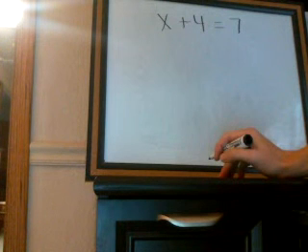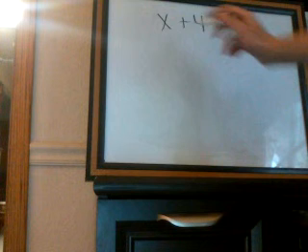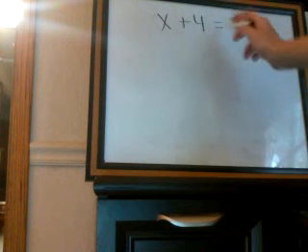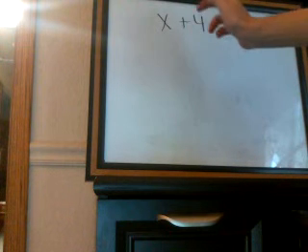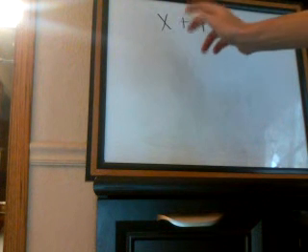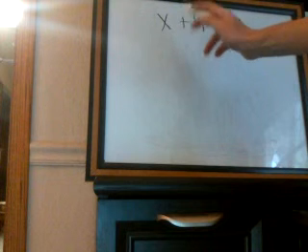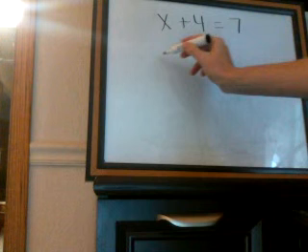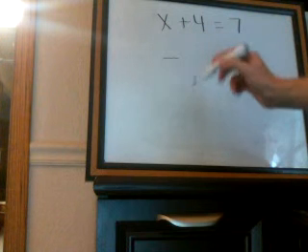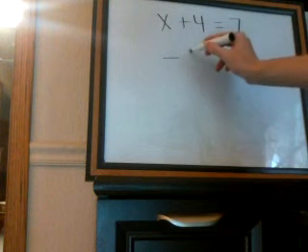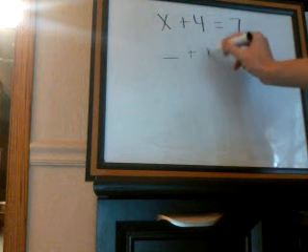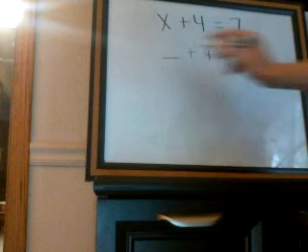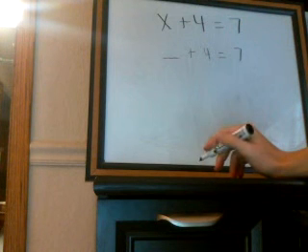Now what is this problem asking us? This problem is saying that some number plus 4 is equal to 7. So X stands for a missing number, and we need to find out what number that missing number is. You've probably seen a problem like this before, where you have a blank, and the problem might say blank plus 4 is equal to 7. And they're asking you to fill in the blank with the missing number.